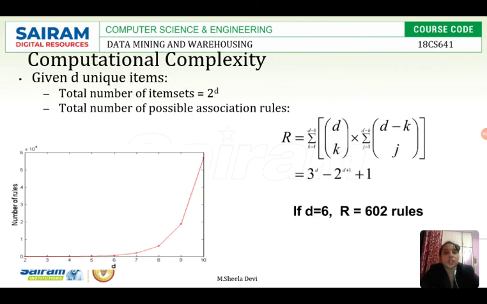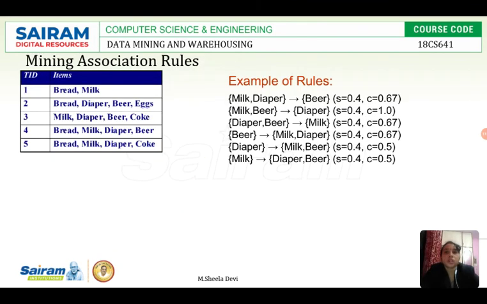So if I am creating 602 rules, then how many times do I have to calculate the support and confidence value? 602 times I have to calculate the support and confidence value. Then I have to prune. So which is a very long procedure, which is impractical.